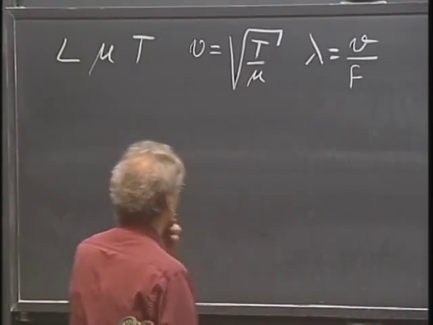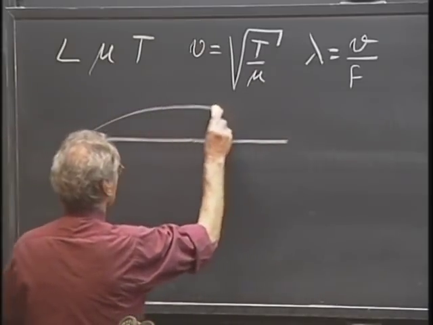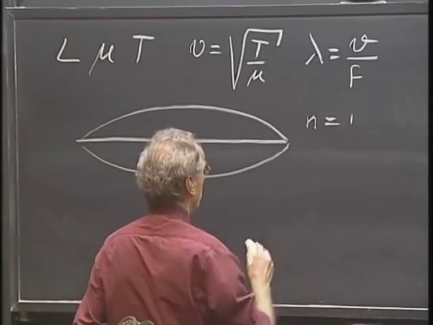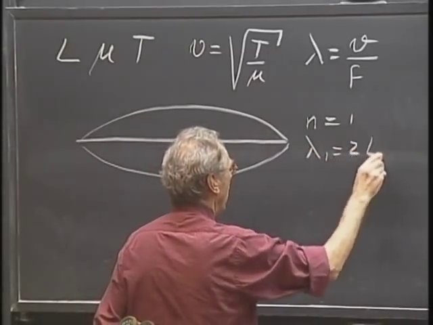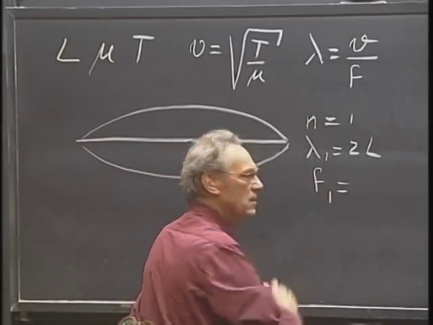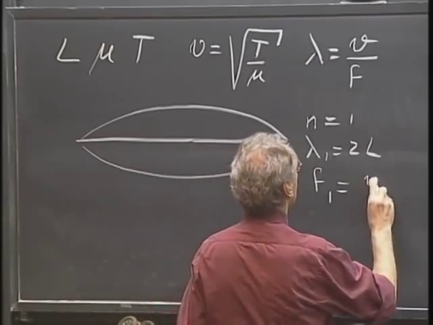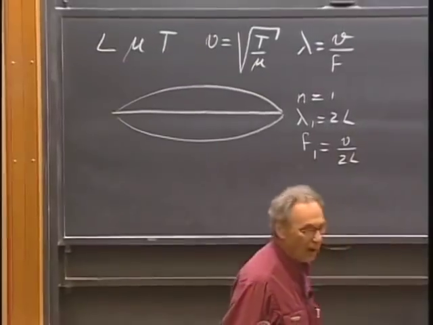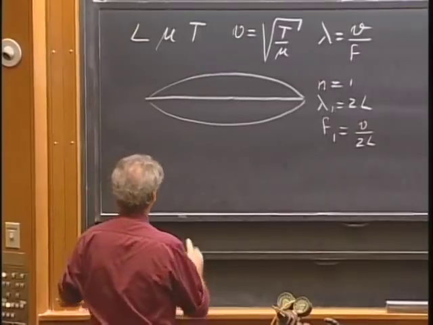In its lowest mode, which we call the fundamental, or first harmonic, you get this situation, n equals 1, and lambda 1 is then clearly 2L, if this length is L. The frequency is then V divided by 2L. So that's the frequency for the lowest possible mode, the first harmonic.